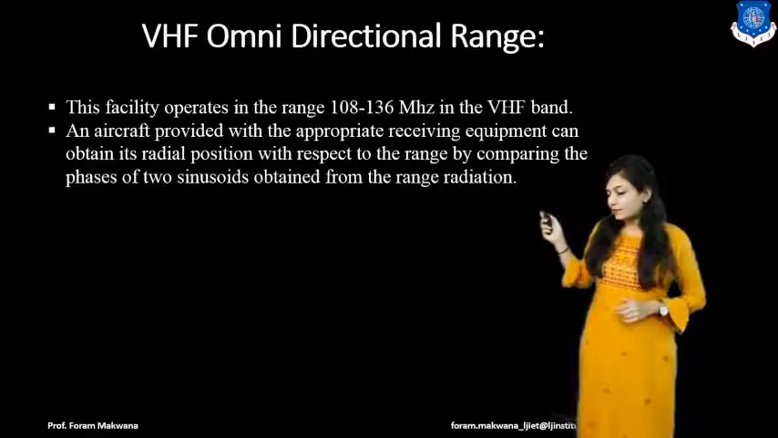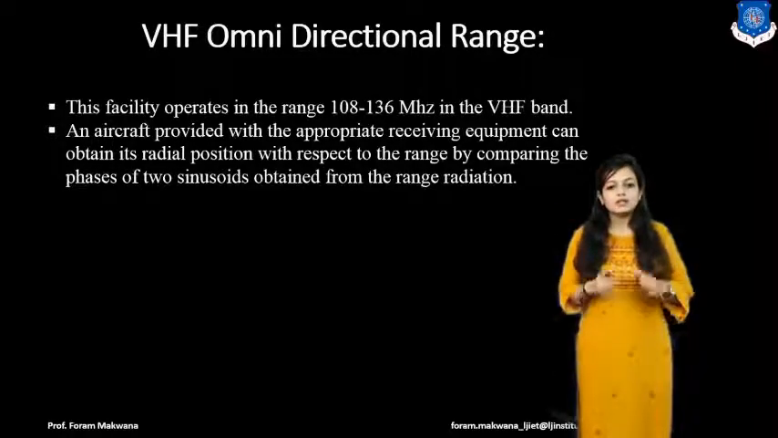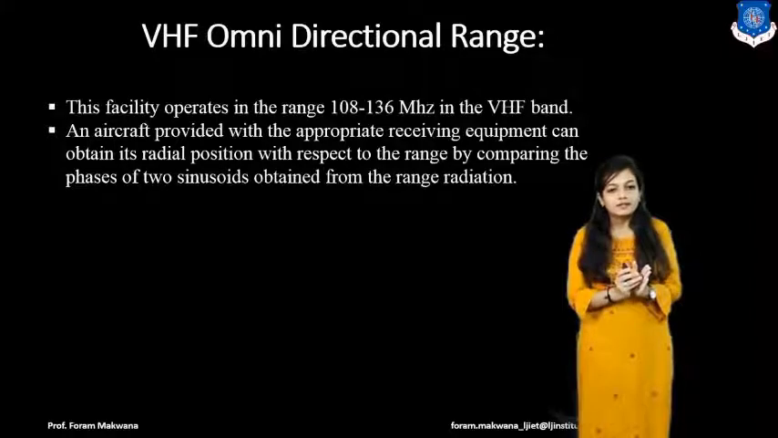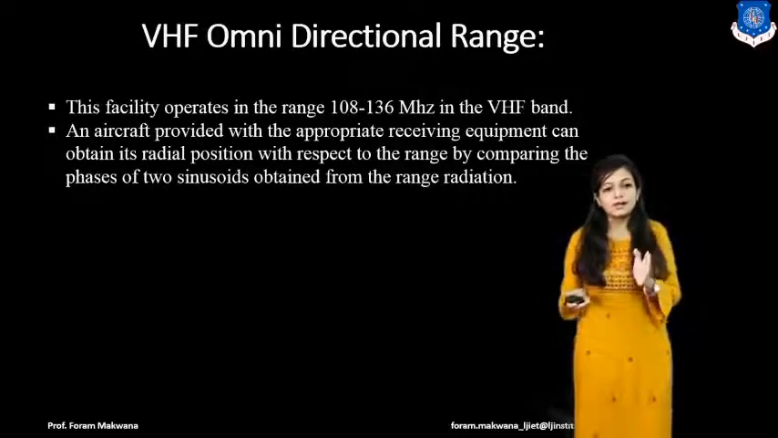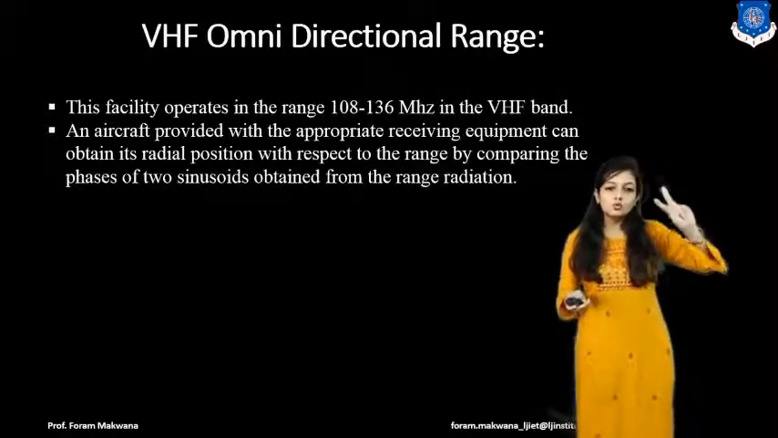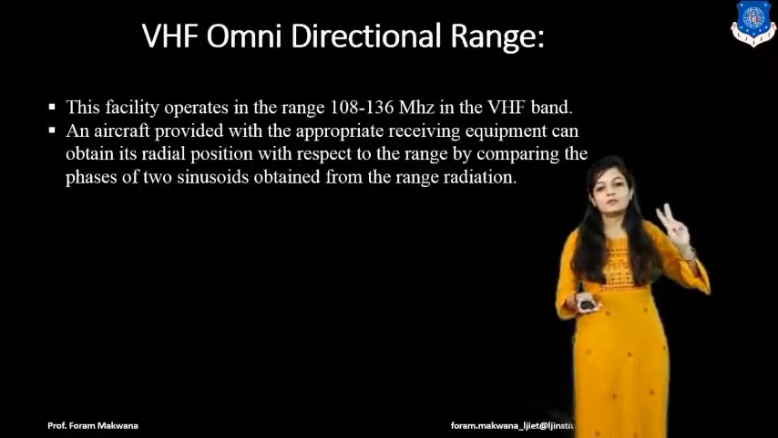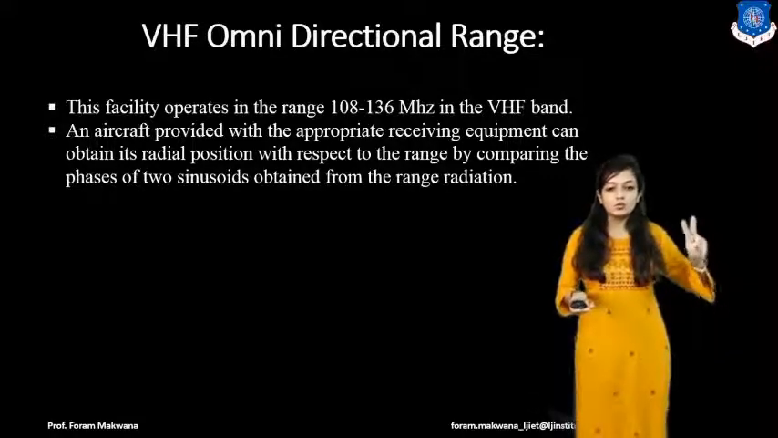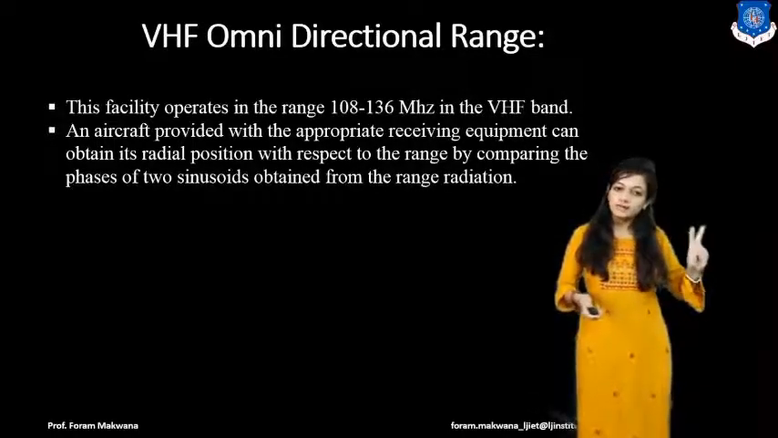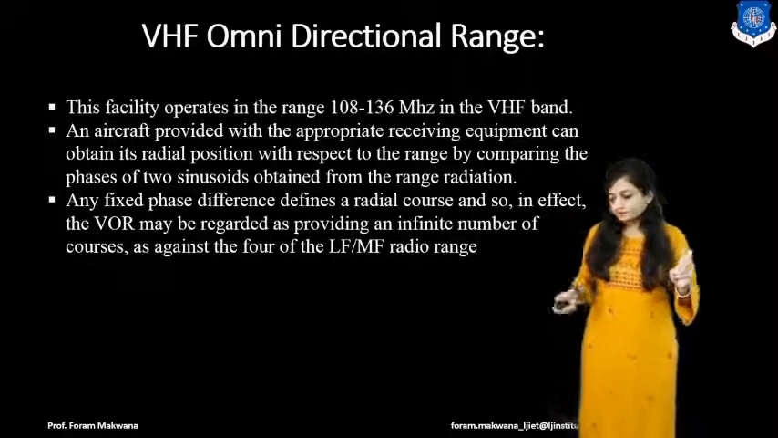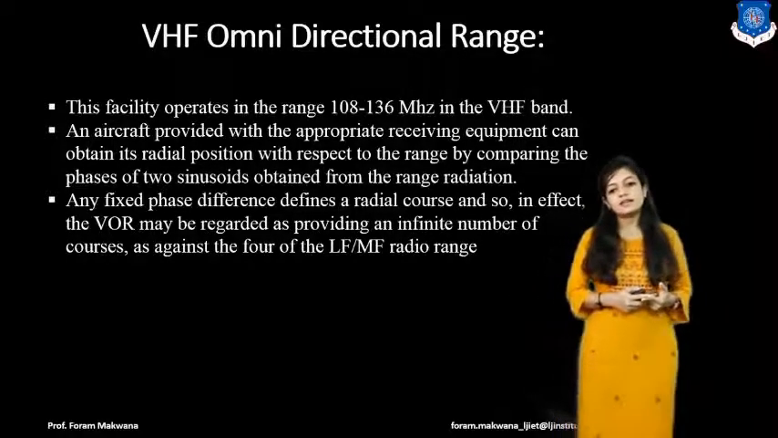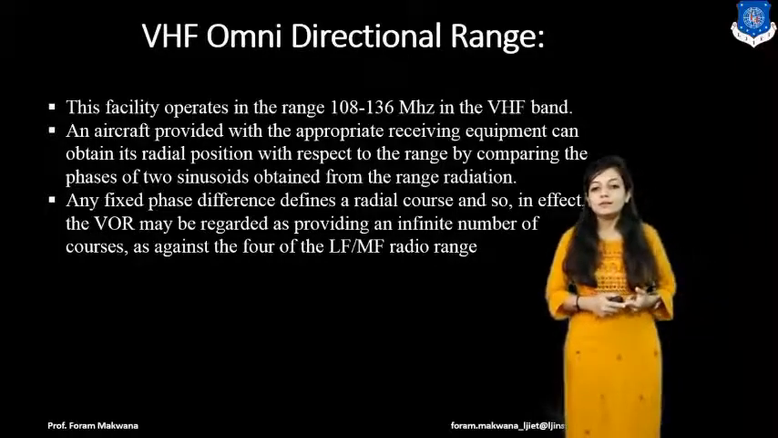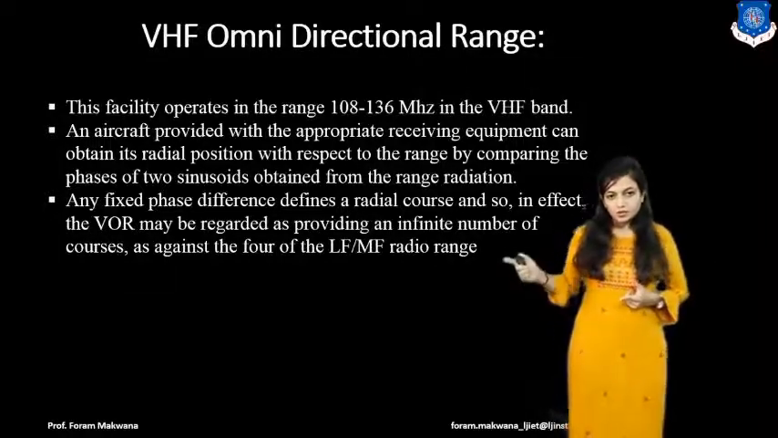So, an aircraft provided with the receiving equipment obtains its radial position with respect to the range by comparing the phase of 2 sinusoidal signals obtained from the range radiation. Over here we are going to measure the phase of 2 signals. Which kind of 2 signals are there? One is a fixed 30 Hz signal, the second is a variable 30 Hz signal. Okay?